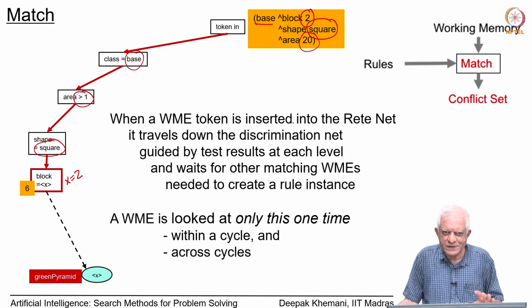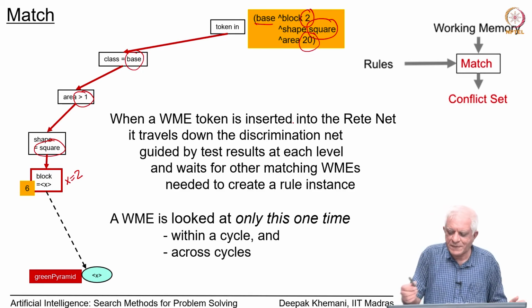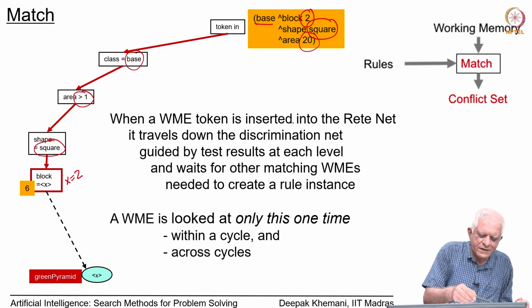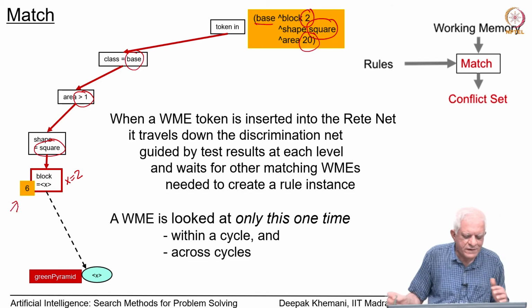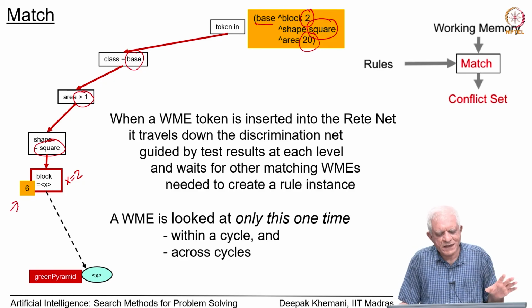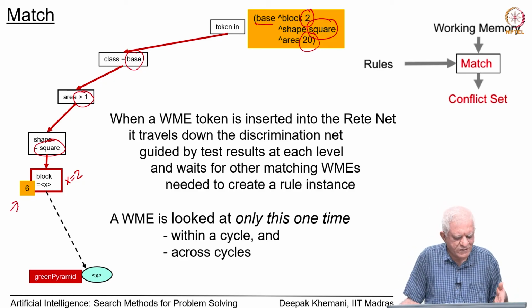So, if you think carefully about what is happening here, when you add a working memory element to the network, it just travels down this path that we have drawn here and it is looked at only once. Every test is done exactly once. Once it has reached this alpha node which has a label 6 here, it stays there waiting for other working memory elements to come which are matching. In this particular case, we know that it will match the green pyramid rule, but it has to wait for 3 other tokens before that can happen.